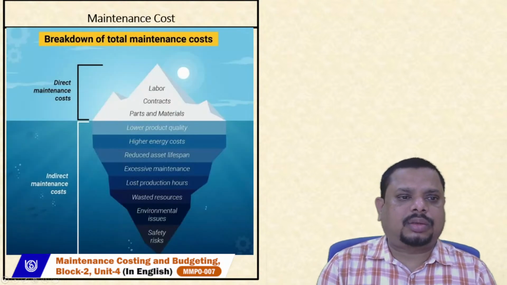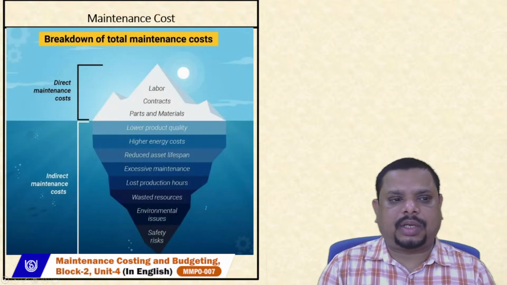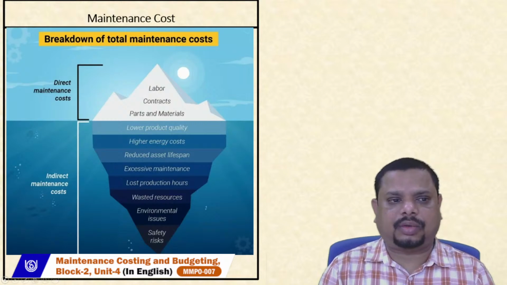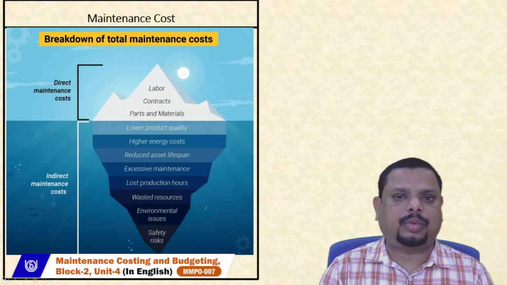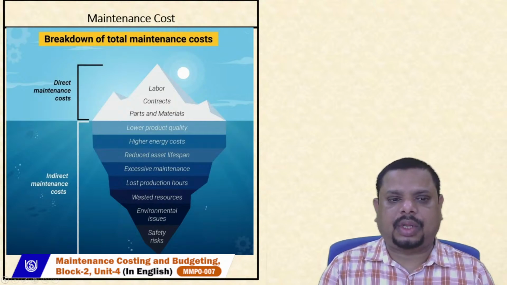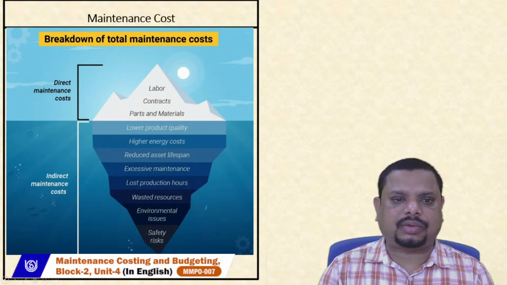Moving to the next one. If you break down the total maintenance cost, it is of two types. The first one is direct maintenance cost and the second one is indirect maintenance cost. The most important contents of direct maintenance cost are, the first one, labor cost, then contract costs, and the last one, spare parts and material costs. So these are known as direct maintenance costs.